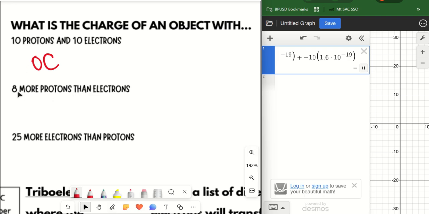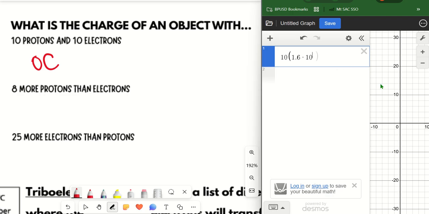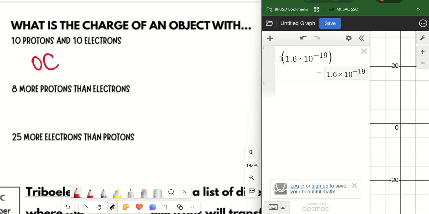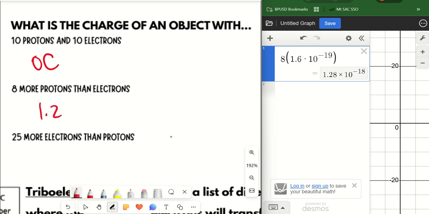Okay, so then the next one says we have 8 more protons than electrons. If I wanted to see what this value is, I would use my fundamental charge. And I know that these are protons, so they're going to be positive, and there's 8 more protons than electrons. So all of my protons and electrons cancel out until we get these 8. These 8 are going to be my excess charge, and that's what's going to give my object an overall charge. So I'm going to have 8. This gives me a charge of 1.28. I'm going to put this in exponential notation and an exponent of negative 18.